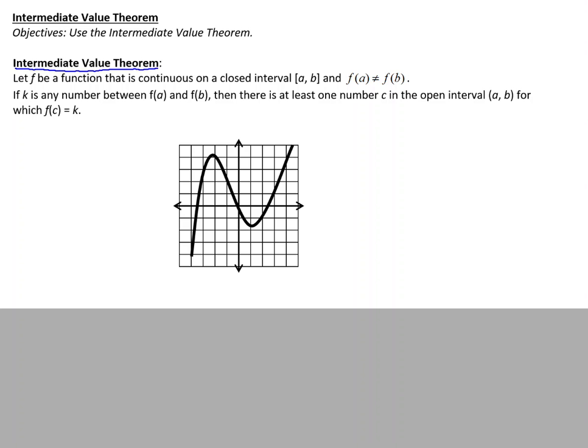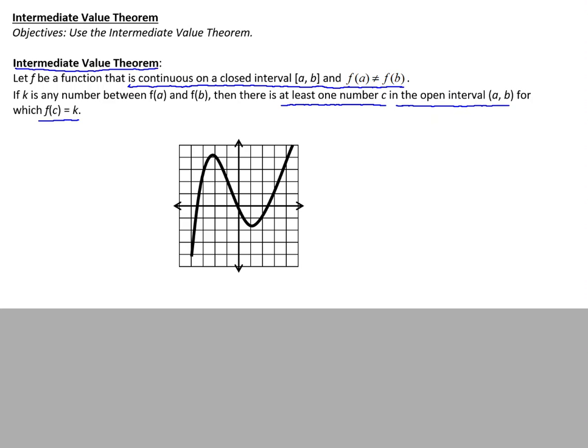Intermediate value theorem. Let f be a function that is continuous on a closed interval a to b, and f of a does not equal f of b. If k is any number between f of a and f of b, then there is at least one number c in the open interval a to b for which f of c equals k. Now, what does that mean?